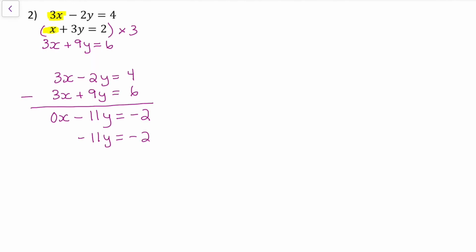And so I've eliminated my x, which is my goal, and I know I'm on the right step. And I'm going to keep going. I'm going to divide by a negative 11, so I get y equals 2 over 11.